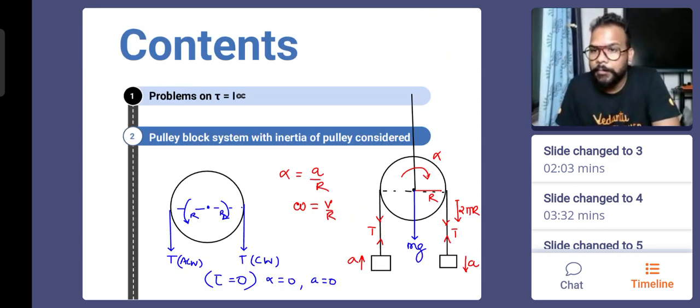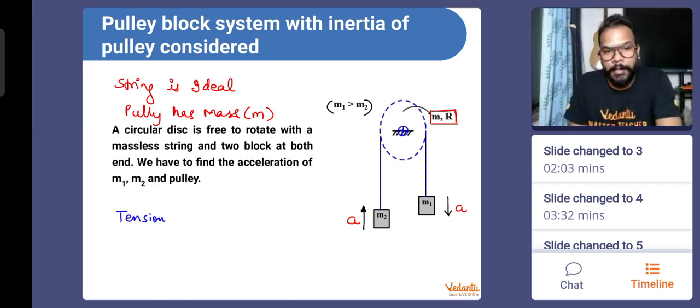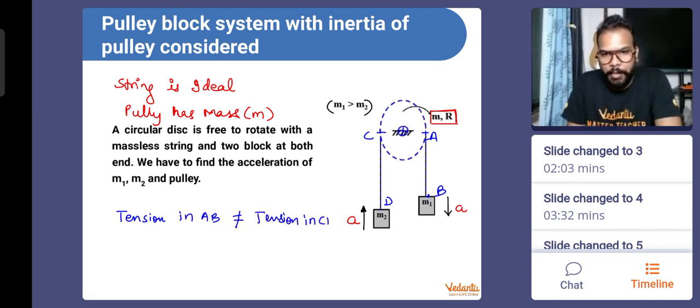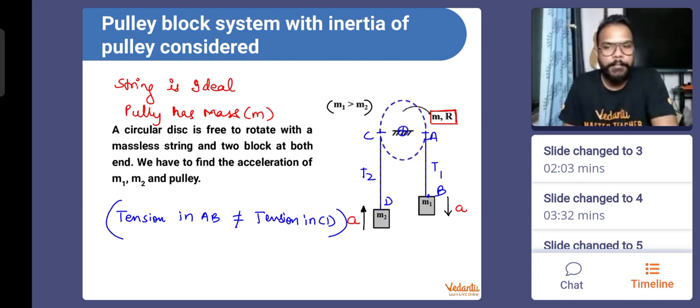Previous slide, meaning this one. Tensions are different. Please remember, tension A to B and C to D are different. Tension in AB is not equal to tension in CD. Remember that. Here the tension is T1, and here the tension is T2. They're not the same. Please remember that. If you're not able to understand, basically I have given you the explanation already. You can go through it once more. Tension in AB will remain the same. Okay.